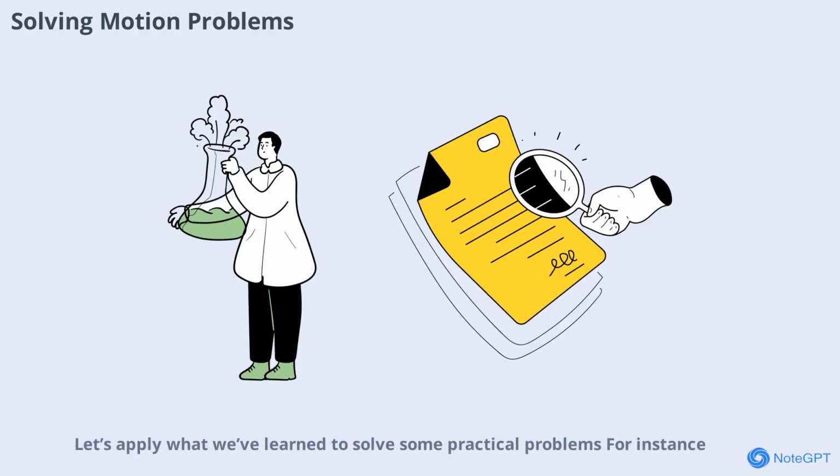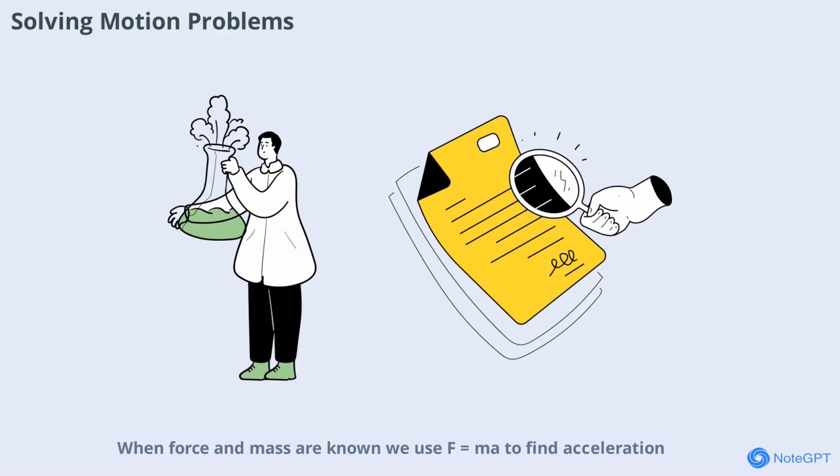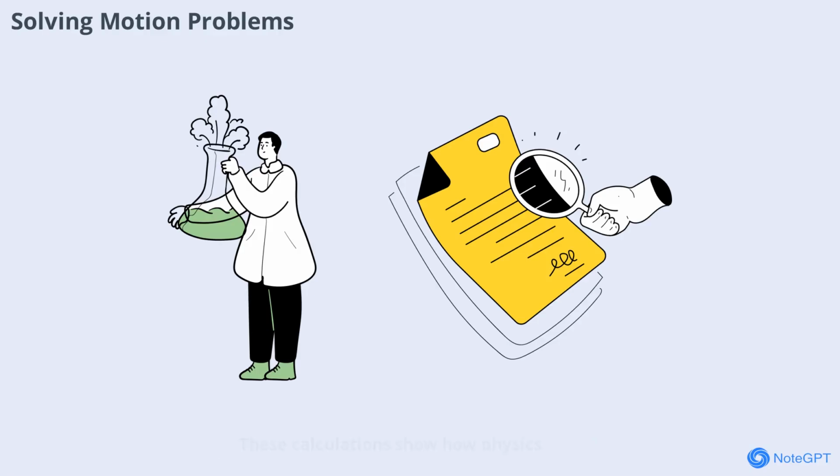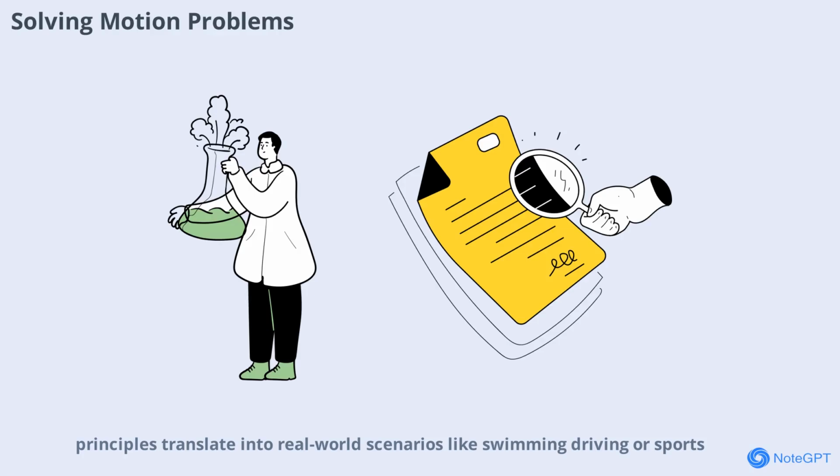For instance, calculating average speed involves dividing total distance by total time. If an object moves different distances in equal intervals, we add up the distances and divide by the total time. When force and mass are known, we use F equals ma to find acceleration. Conservation of momentum helps us determine the velocity of objects after a collision, such as a bullet embedding in a plane. These calculations show how physics principles translate into real-world scenarios like swimming, driving, or sports. By mastering these methods, you can analyze and predict motion in everyday situations. Understanding these examples reinforces the importance of the laws of motion and their applications.